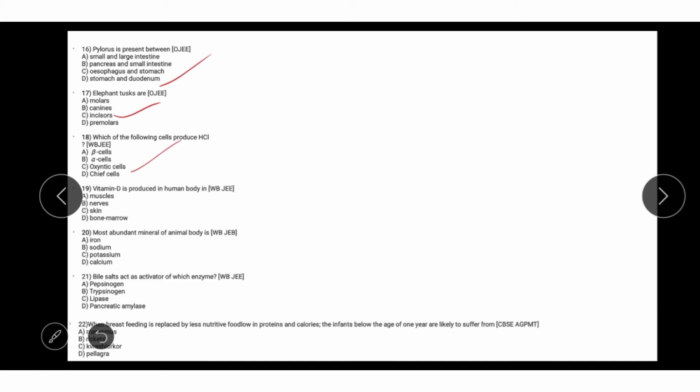Now the 19th question, vitamin D is produced in the human body in skin. By sunlight we can produce vitamin D. Most abundant mineral of the animal body is calcium. Bile salts act as an activator of which enzyme? Lipase.